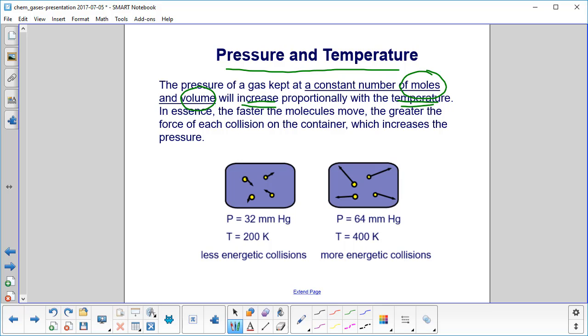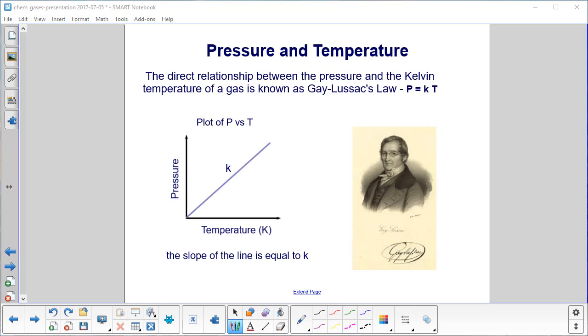So let's take an example here. Pressure, 32 millimeters of mercury at 200 Kelvin. If we increase the temperature, these guys are moving faster. You can see how the vectors are bigger. That represents their velocity. And that will give a greater pressure. There will be more energy in the collisions. The pressure will be greater. Once again, we have a direct relationship, so we can just go ahead and plot the variables against each other without taking the reciprocal of one. Remember, we did that in Boyle's law to get rid of that curve.